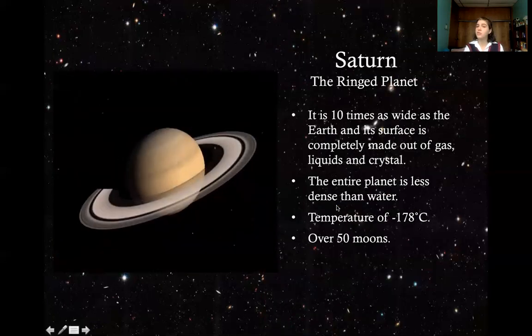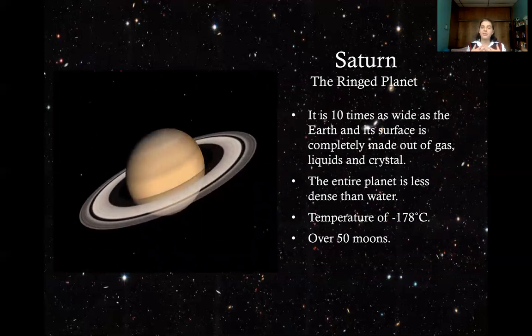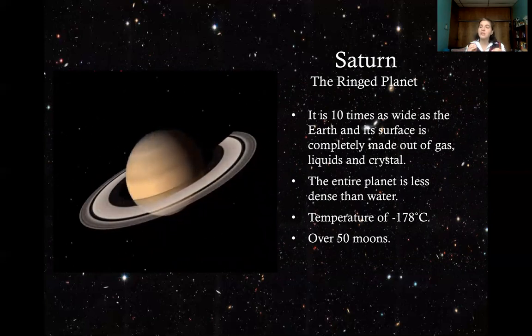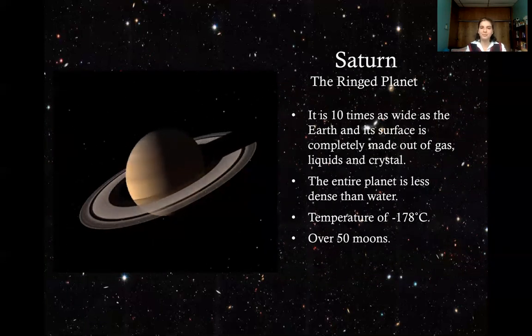Now let's go with Saturn. It's called the ring planet. Other planets of the solar system also have rings, but we call Saturn the ring planet because its rings are more noticeable for us from Earth. They are easier to see.